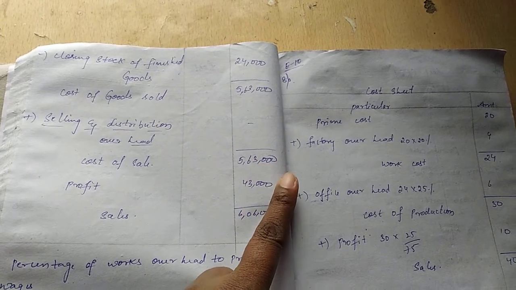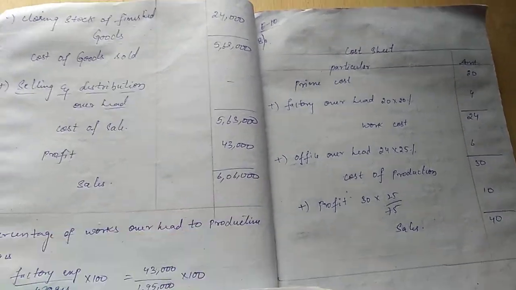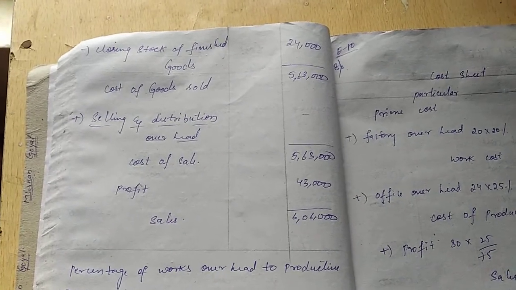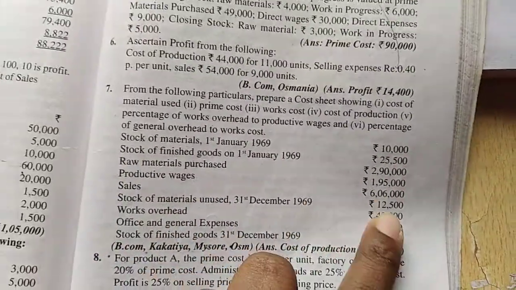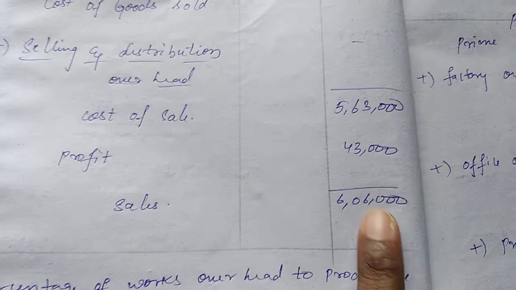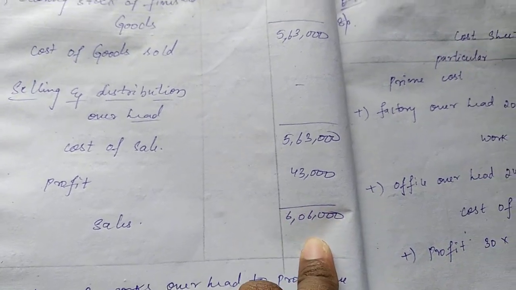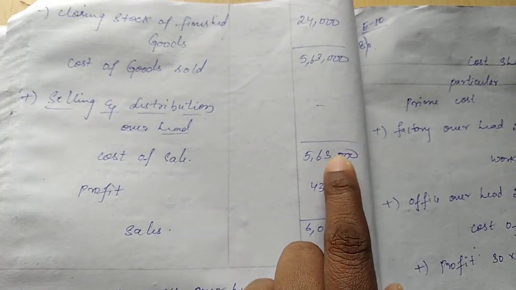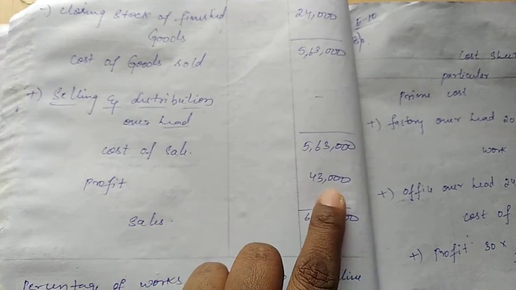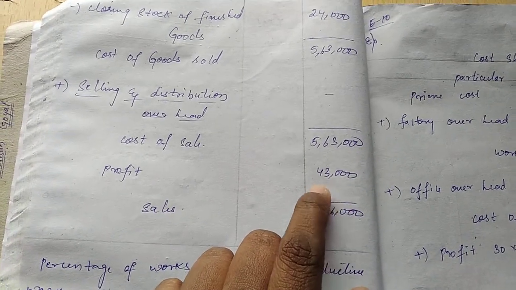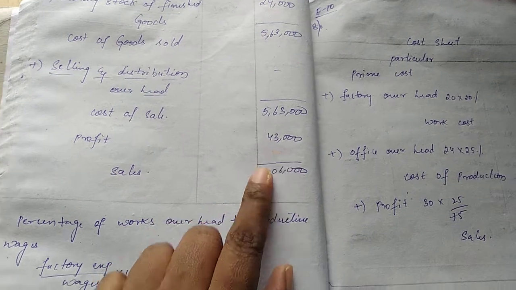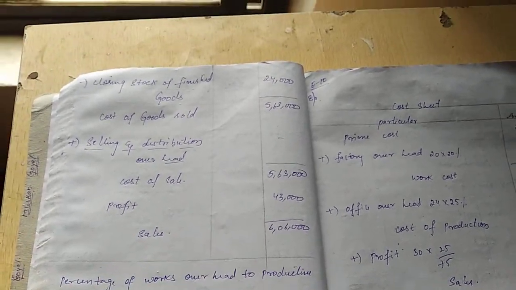So 5,63,000. And finally, sales, how much has he given in the question? Sales 6,06,000. So we take sales as 6,06,000. From sales we have to deduct this 5,63,000. Then the profit you will be getting is 43,000. So the cost sheet we have done.